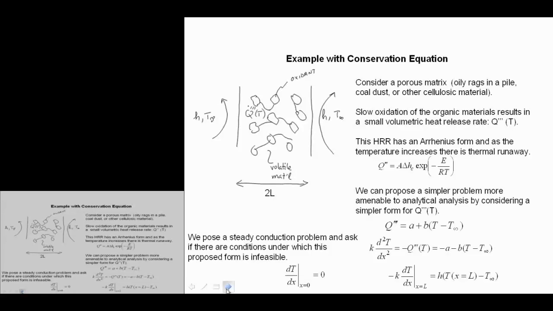So, imagine that we have a porous matrix. That's what we're showing here. It could be oily rags in a pile, coal dust, cellulosic materials. It doesn't really matter. As I said, there's slow oxidation of this material that results in a small volumetric heat release rate. So the Q triple prime has units of watts per meter cubed. And as we know, the heat release rate is put into this Arrhenius form, where this delta Hc is something we've seen before. The delta Hc is our enthalpy of combustion.